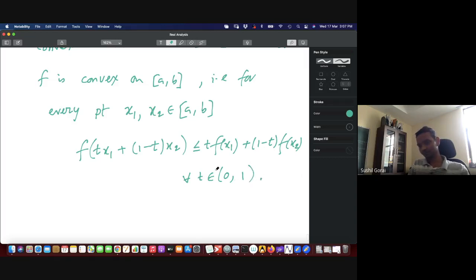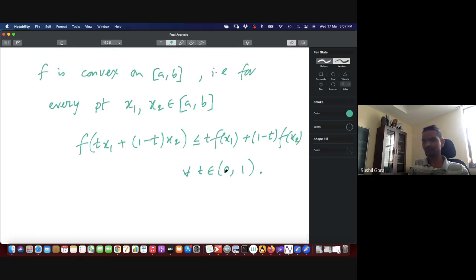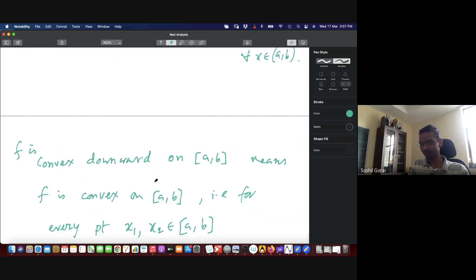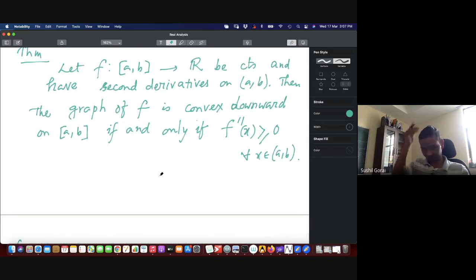Actually, this is true for closed [0, 1] because when t is 0, you see this is x2. When it is 1, you see this is x1, and this side also will be the same. Okay, so we'll prove this one next time on Thursday. Sorry, on Friday. Any question?